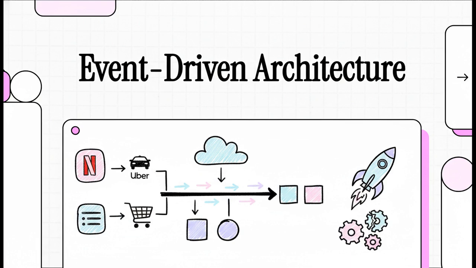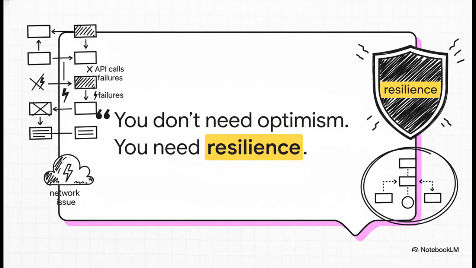Today, we're talking about the architectural pattern that's the secret sauce behind the biggest names in tech. I'm talking Netflix, Uber, you name it. Event-driven architecture. I want to kick things off with this quote, because this right here, this is the whole game.